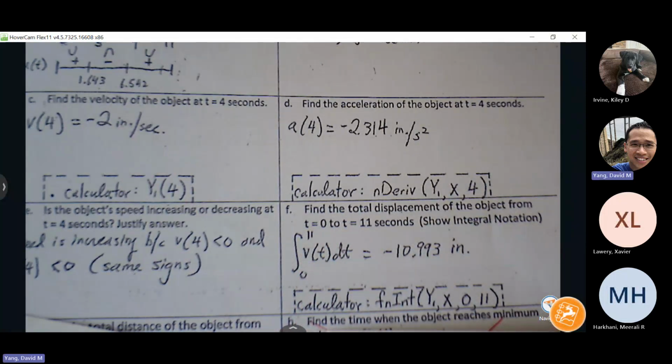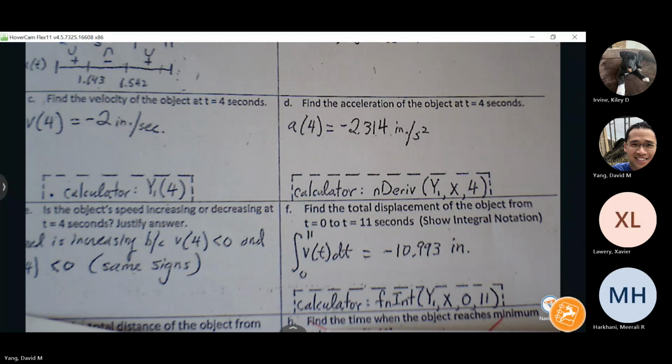And it's okay to have negative for displacement. All that means is that between 0 and 11 seconds, this particle would have moved 11 units to the left. Okay, made a progress of 11 units to the left of where it started. Everybody okay with calculator? Yeah.